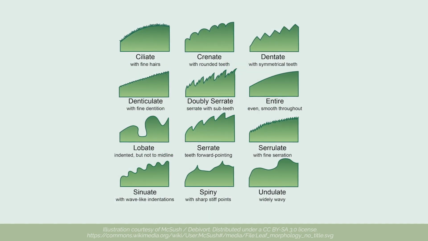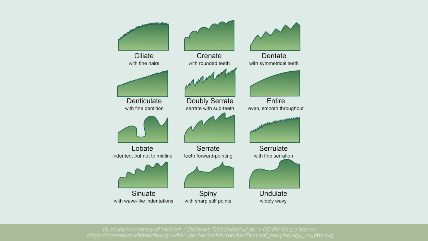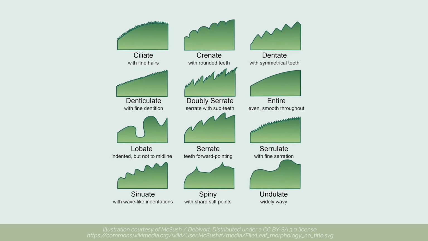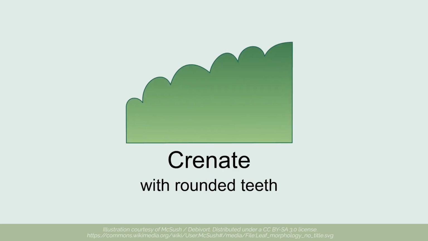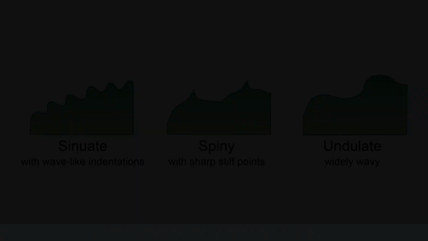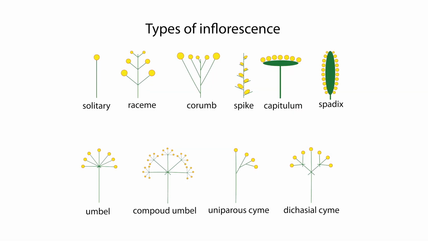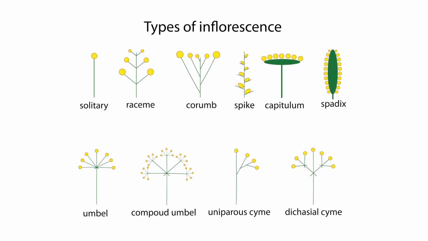It is also worth looking into the different shapes of the leaves and the indentation on the edges. Are they, for example, serrate, dentate, crenate, wavy, or spiny? And finally, how are the flowers arranged on the plant? This is referred to as the inflorescence.